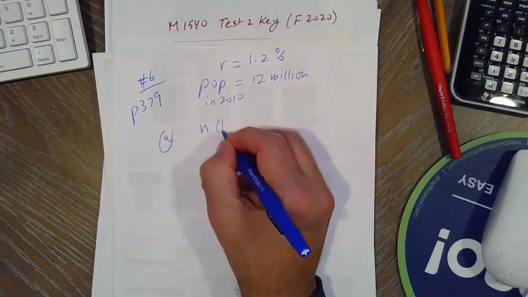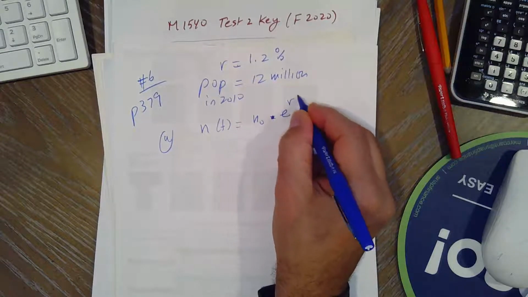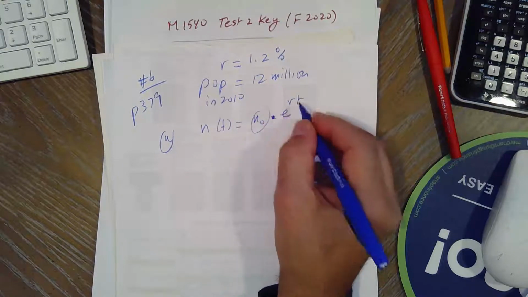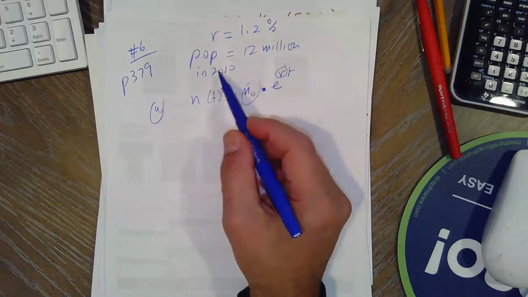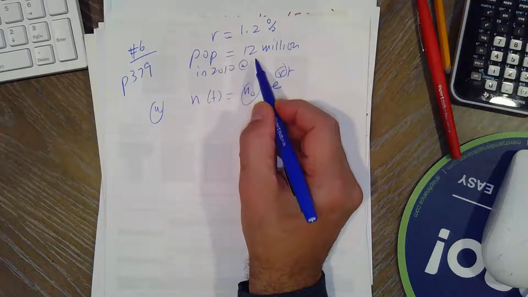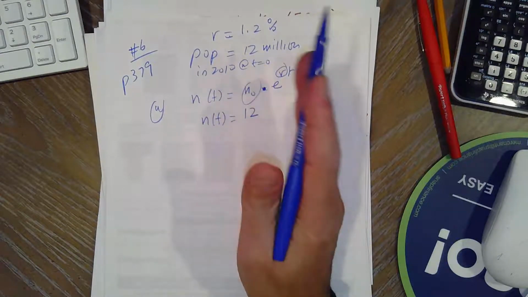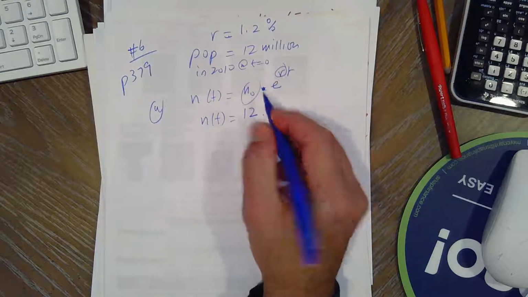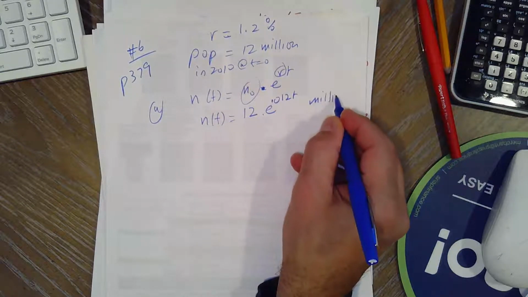So basically they want us to find N sub 0, and we want to know r, and then we'll have that formula. At t equals 0, the population is 12 million. I'll just put 12 and say this is in millions, and then e^(0.012t). That's in millions, okay?